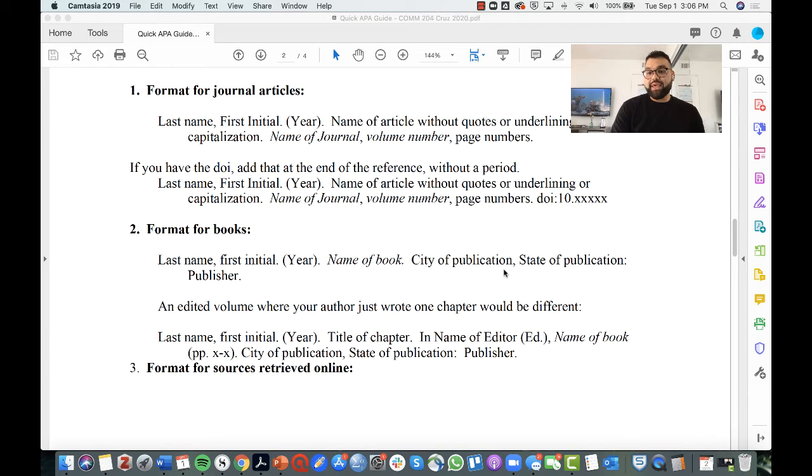Then the city of publication, the state of publication, which is the actual physical state. So if it's New York, New York, you put NY, comma, NY. Then a colon, and then the publisher, which is Random House, and you put a period.